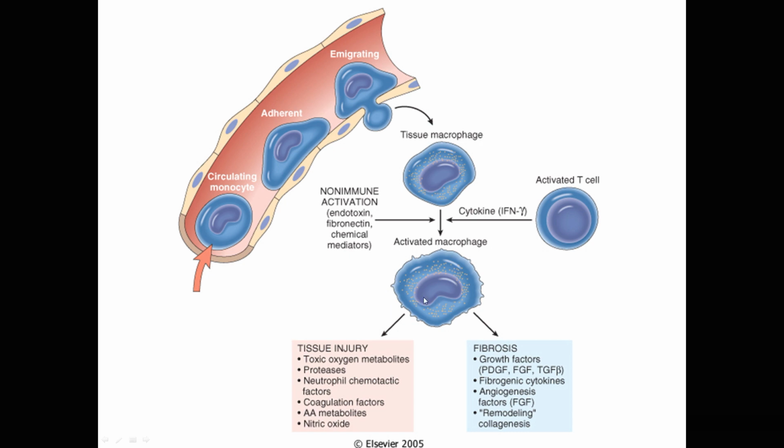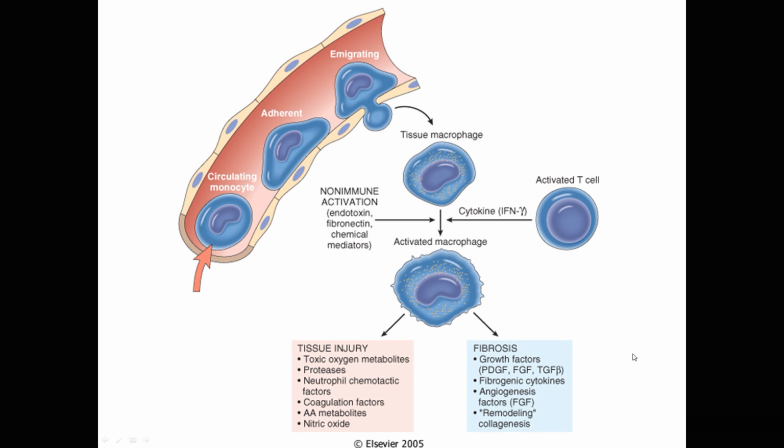The activated macrophage produces a lot of active substances, for example neutral proteases, arachidonic acid metabolites, growth factors, cytokines, especially interleukin 1 and tumor necrosis factors, but also coagulation factors, nitric oxide, among others.